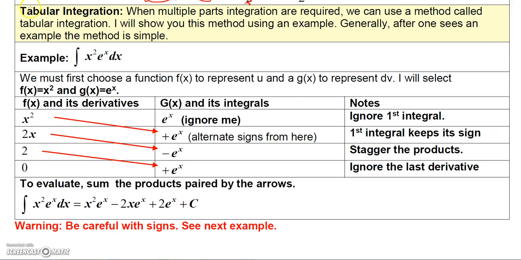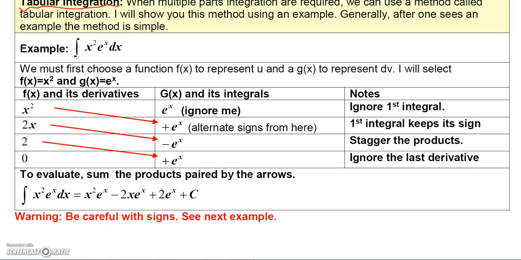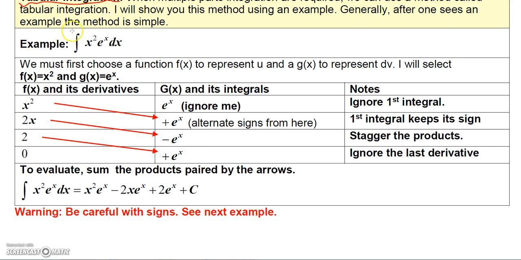Now the other trick I wanted to show you was, if you integrate by parts, and if you continue to get integrals and derivatives, then there's a method called tabular integration. So when you have multiple parts integration, then you can use a method called tabular integration. Let me just show you what you do. So here's how it works. Let's say you have to integrate the product of x squared e to the x.